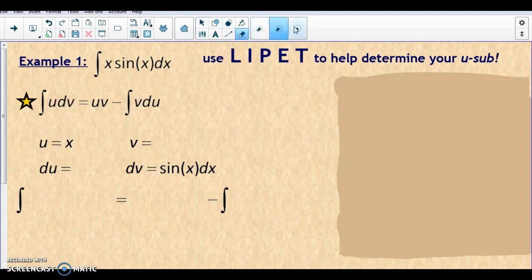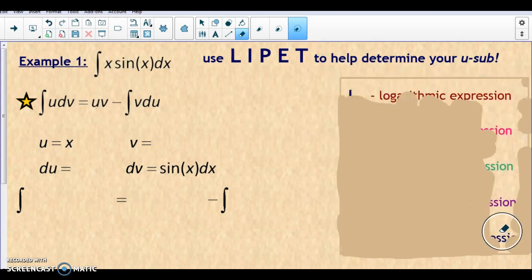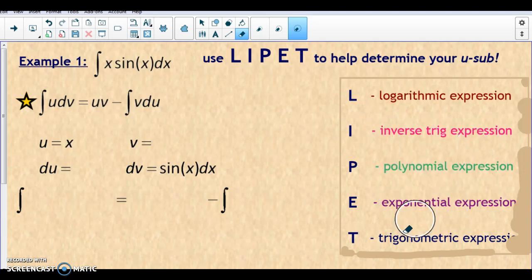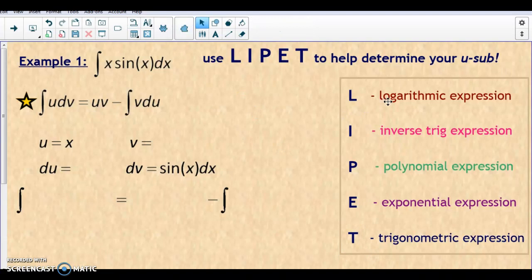The way that I tend to remember it is I have this mnemonic device that's called LIPIT. LIPIT stands for logarithmic expression, inverse trig expression, polynomial expression, exponential expression, or trigonometric expression. So each of these letters stands for one of those 5 types of expressions that we learned a couple slides ago. In this order is how you choose your u substitution. Whichever of these appears first in your problem is what you choose.